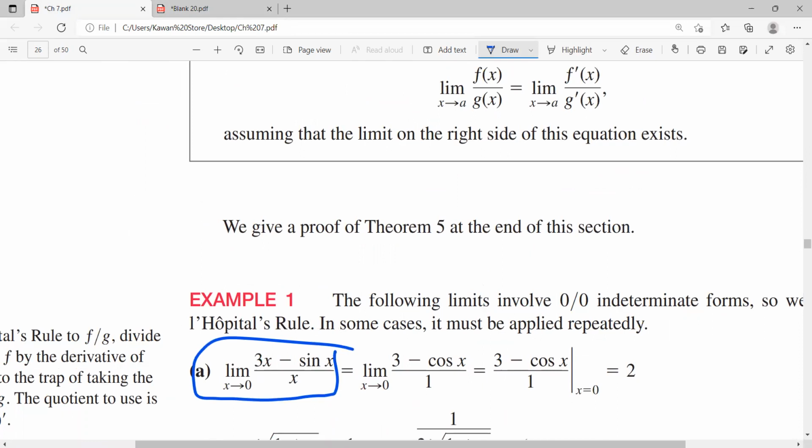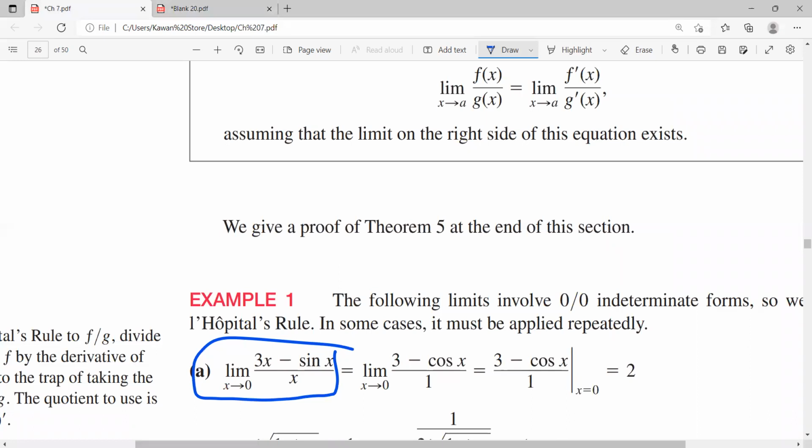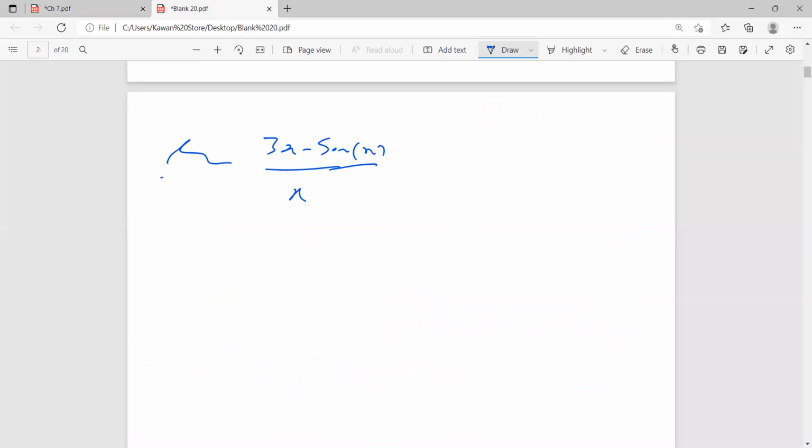The limit of 3x minus sine of x over x, when x approaches 0. Understood? So how do we solve that one?